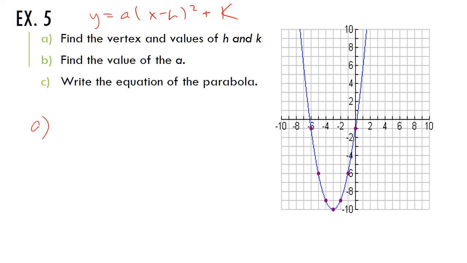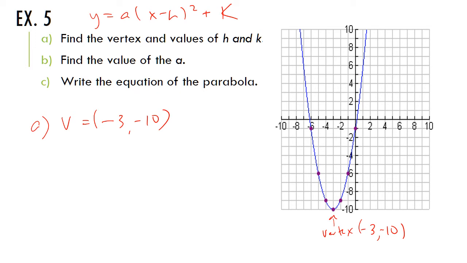Find the vertex. Everyone hopefully should be able to tell me where the vertex is. Hopefully you're thinking right there. There's the vertex. What are the coordinates? -3, -10. Hopefully that was relatively easy. So the vertex equals -3, -10. Then the values of h and k.